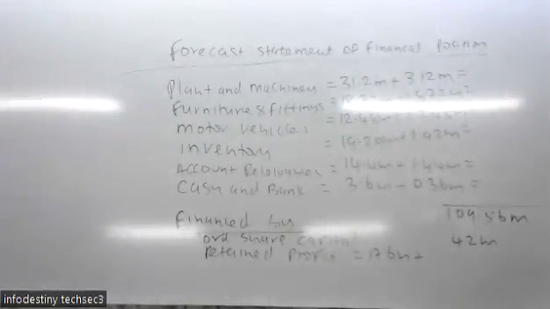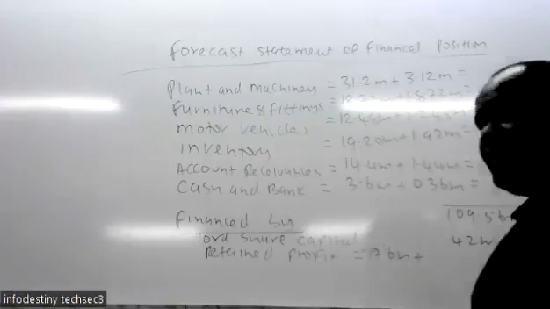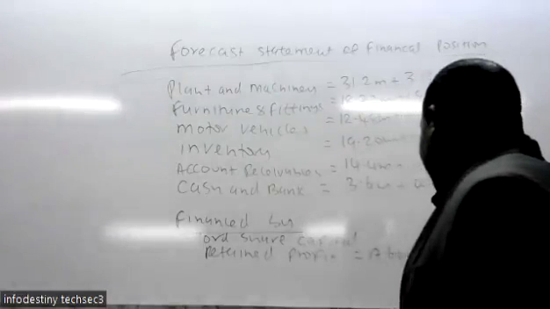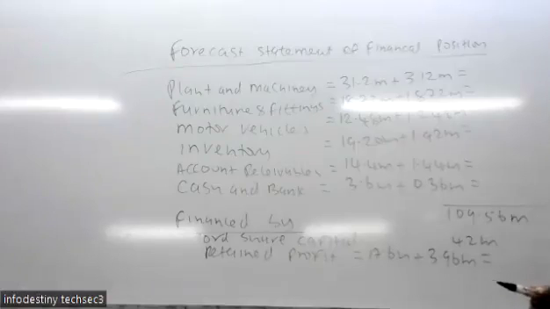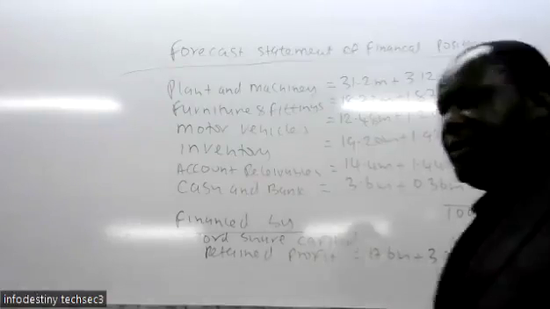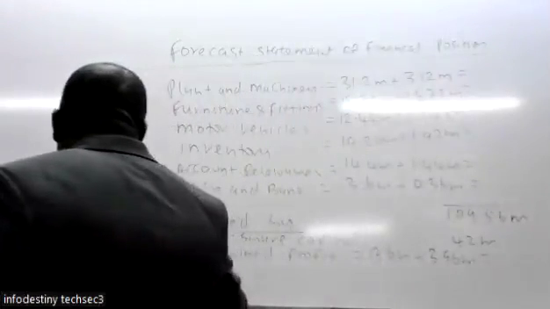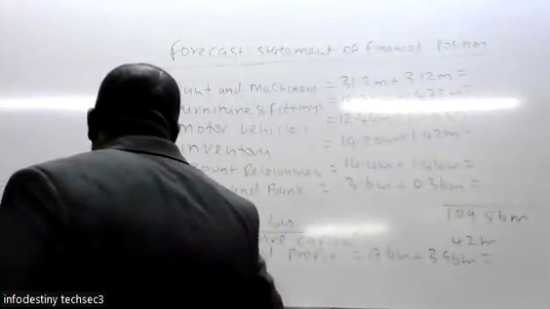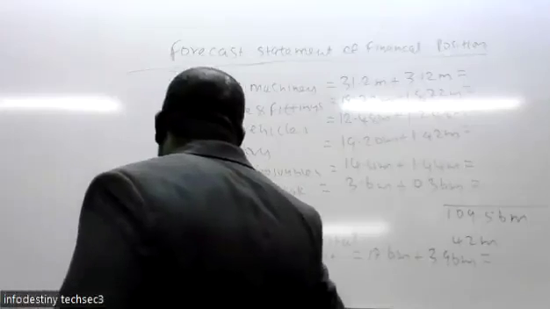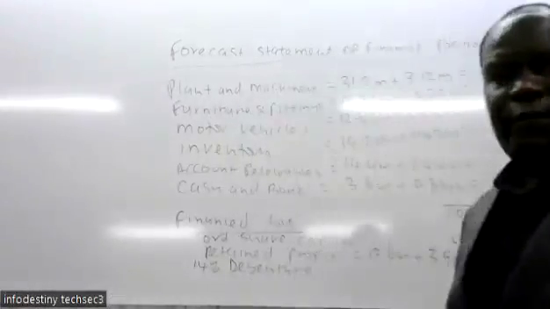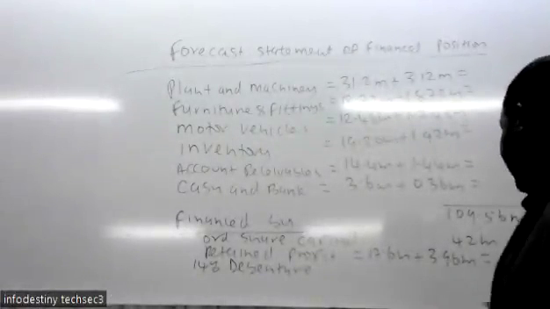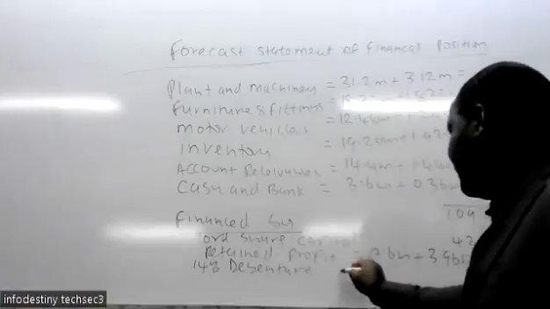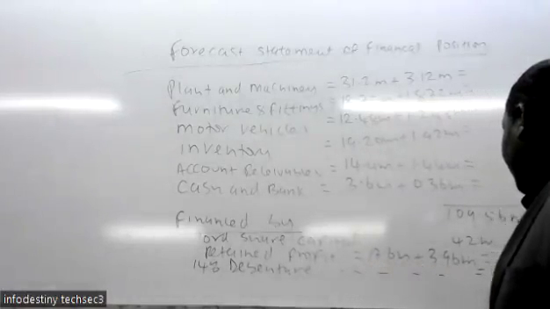We got which figure that calculated it? 3.96. So that one we had already calculated. Then 14% debenture. That one is a long term debt and would not change. It is just going to be 10 million.